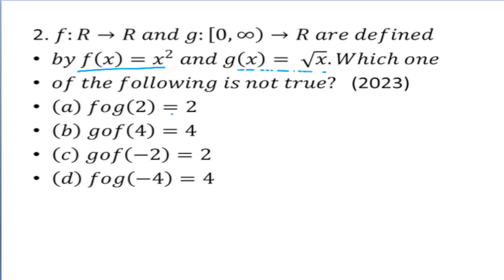Now to solve this, we can find f of g of 2. By finding f of g of 2, we can verify whether the value is equal to 2 or not. If it is equal to 2, then it is a correct statement, a true statement. If it is not equal to 2, then it is wrong. That's how we can solve this option by option, A, B, C, D.